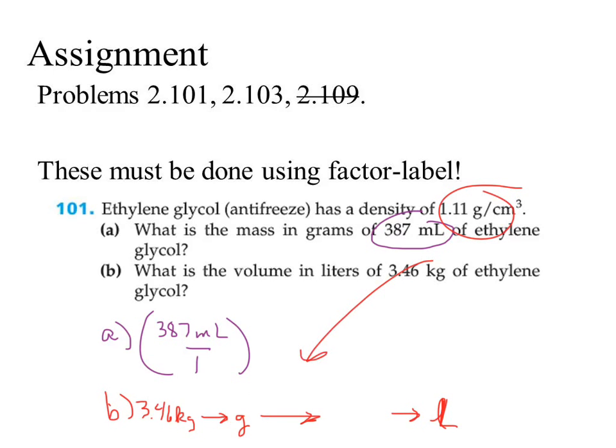We can use density. I'll put the rho sign there for use density to get to cubic centimeters. Okay, I'm going to put centimeters cubed here. All right, we need to get to liters. I'm going to tell you the way I would do this is go to milliliters first. What's the relationship between centimeters cubed and milliliters? They're the same, 1 to 1, exactly. So that's how I would skin this cat. Okay?